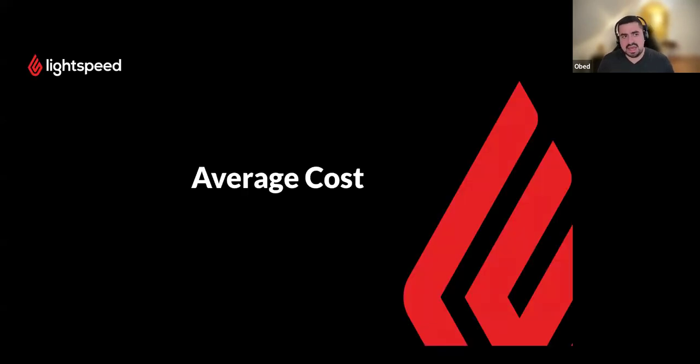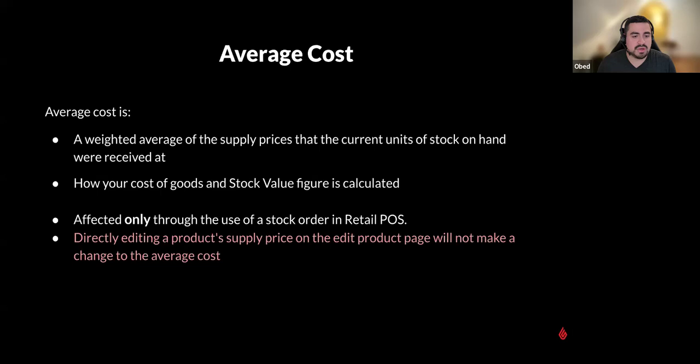And next, average cost. So average cost is something that comes up often. So average cost, what is it? It is the weighted average of the supply prices that the current units of stock on hand were received at. So basically what that means is it's the average of how much the supply price was for a product every time you received it. So if I received the product today and I bought it for $1, and then tomorrow I bought it for $2, the average cost is going to be the average of those two orders that I made. Average cost is actually how the cost of goods and stock values figure is calculated. So it's quite an important value.